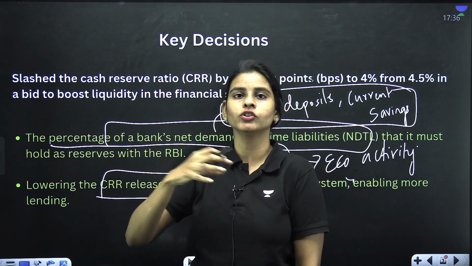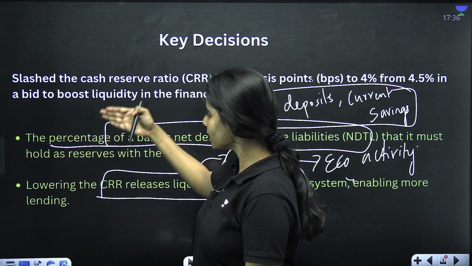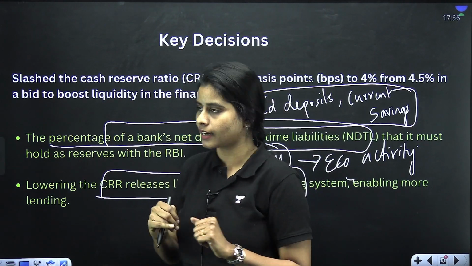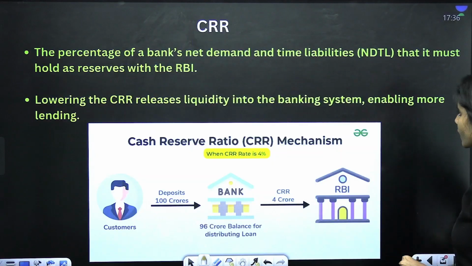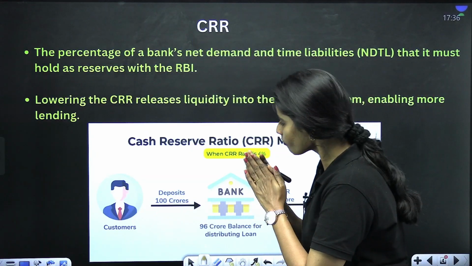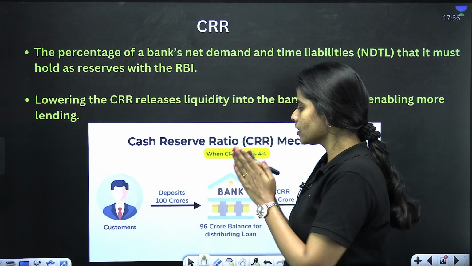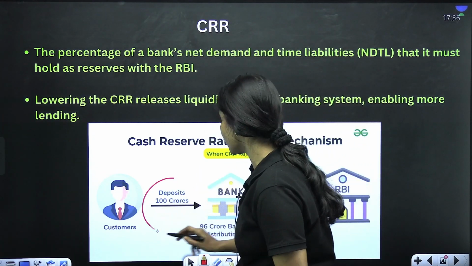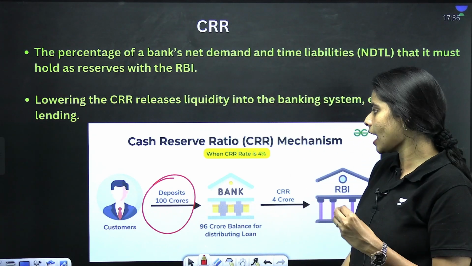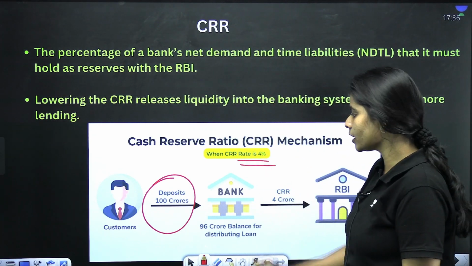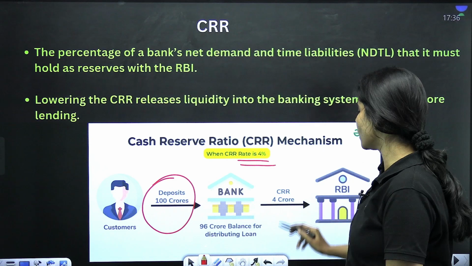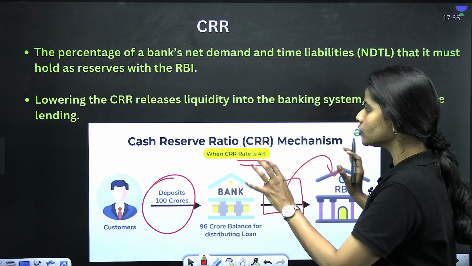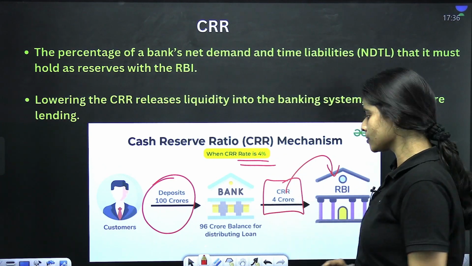Keeping in mind the current economic condition, the RBI has taken this decision of reducing the CRR. Moving forward from here, let us take an example. If the bank has a total deposit of 100 crores, and the CRR rate is 4%, then the bank has to keep 4 crore in cash deposits with the RBI. So this is how CRR works.